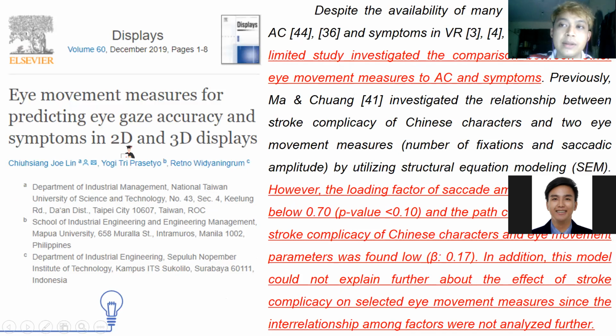For example, I created this one: very limited studies investigated the comparison between blah blah blah and blah blah blah. This is the way I criticize. Although, or despite these studies, still limited studies. And this one too, I actually criticized Professor Ma and Chuang. However, the learning factor of blah blah blah. So this is how I attack this study. But anyway, if you feel that you have enough knowledge, you can say it like this. It is acceptable.